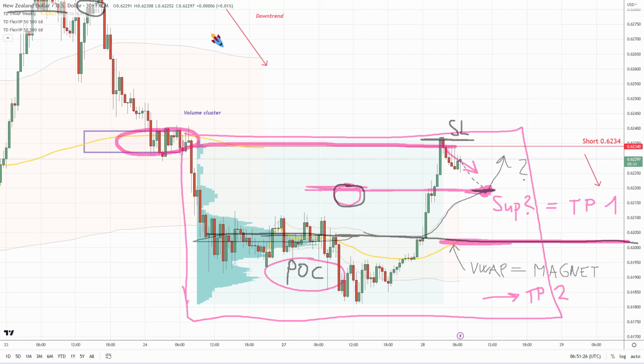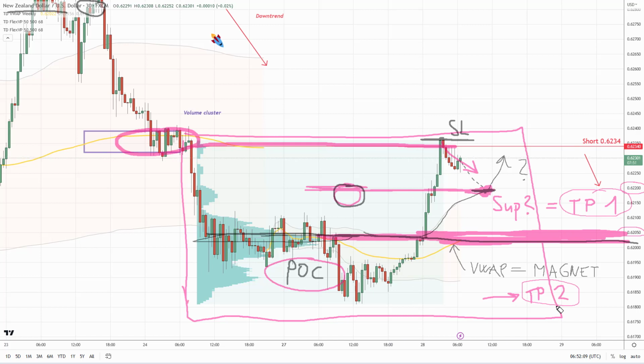So if you are trading this, then ideal take profit number 1 is in here, around 62.20. Take profit number 2, somewhere around 62.05. All right, I didn't draw a straight line there, but should be around 62.05.